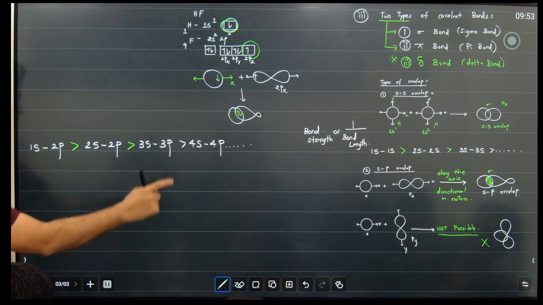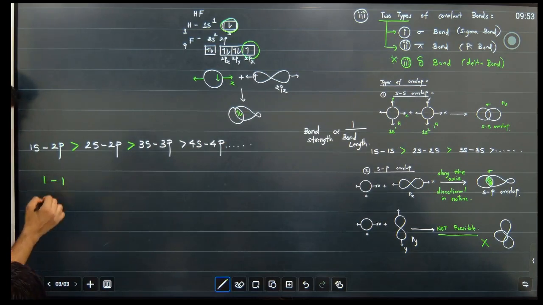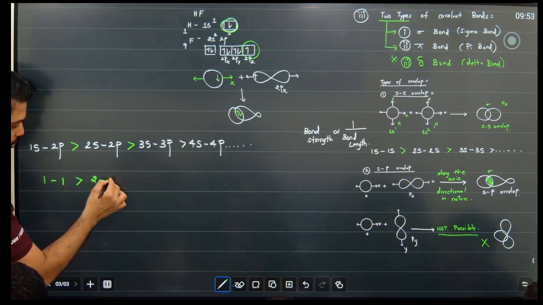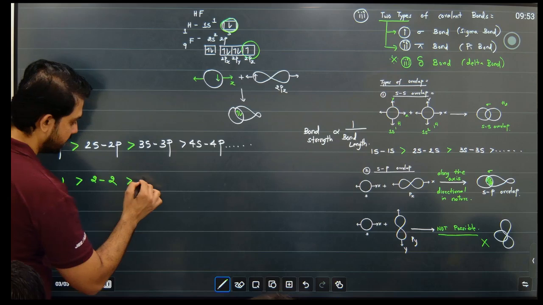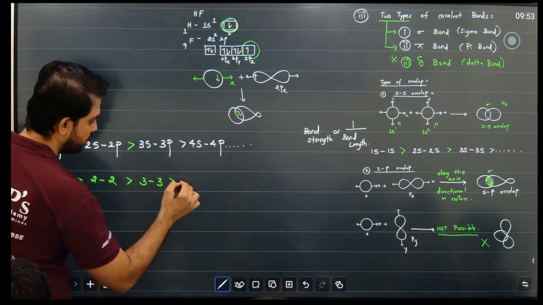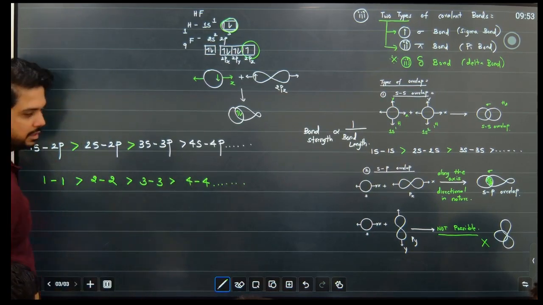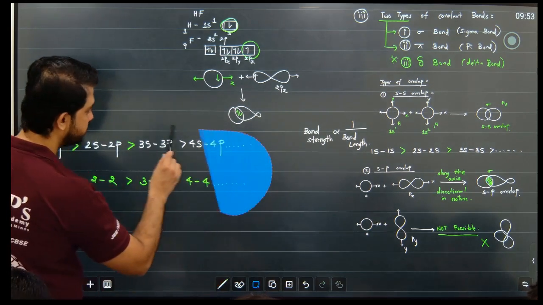In short, अगर हम SS या SP ओवरलैप की बात करें, प्रिंसिपल क्वांटम नंबर 1 वाले ओवरलैप is stronger than principal quantum number वाले 2 overlap and is stronger than principal quantum number वाले 3 overlap and is stronger than principal quantum number वाले 4 overlap and so on and so forth. Did you people get that? Any questions over here?